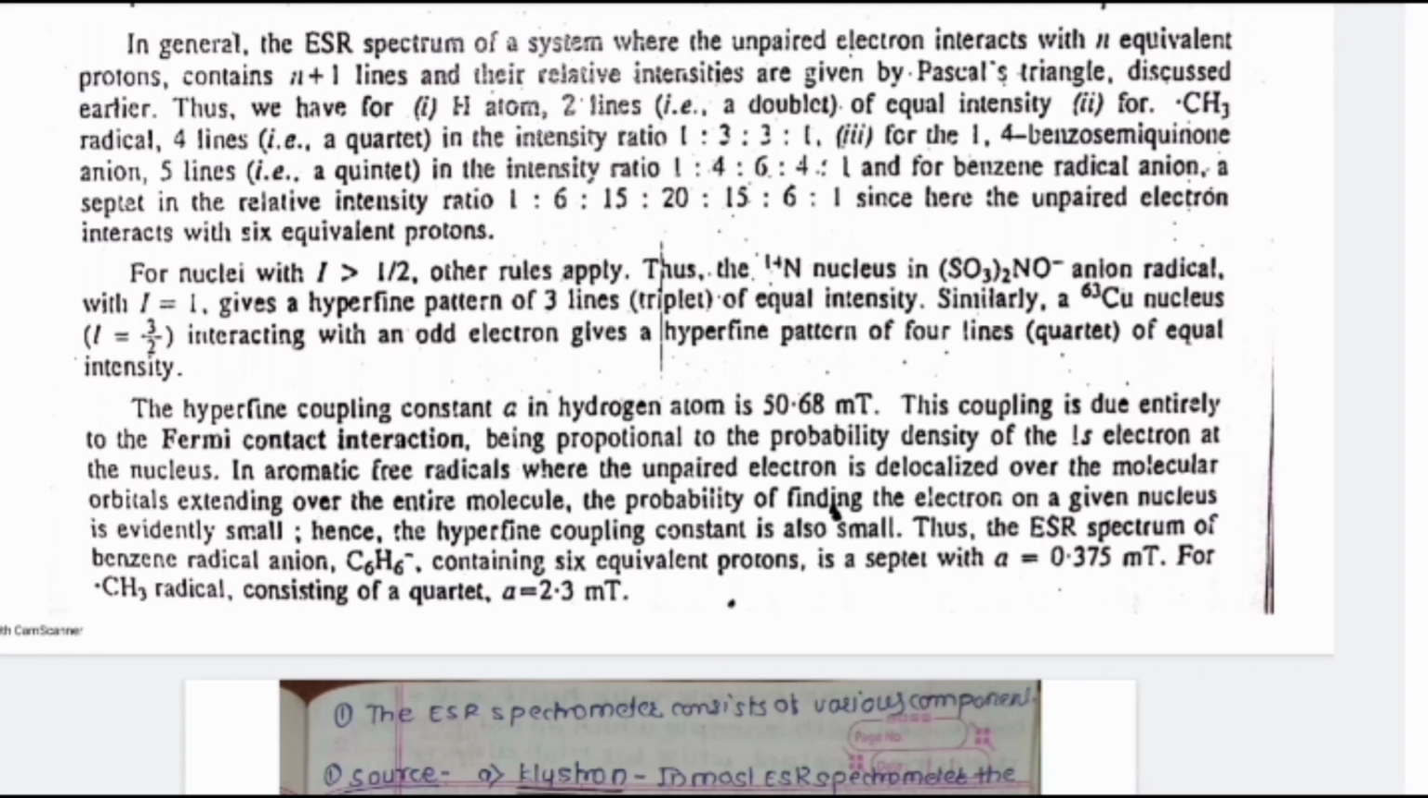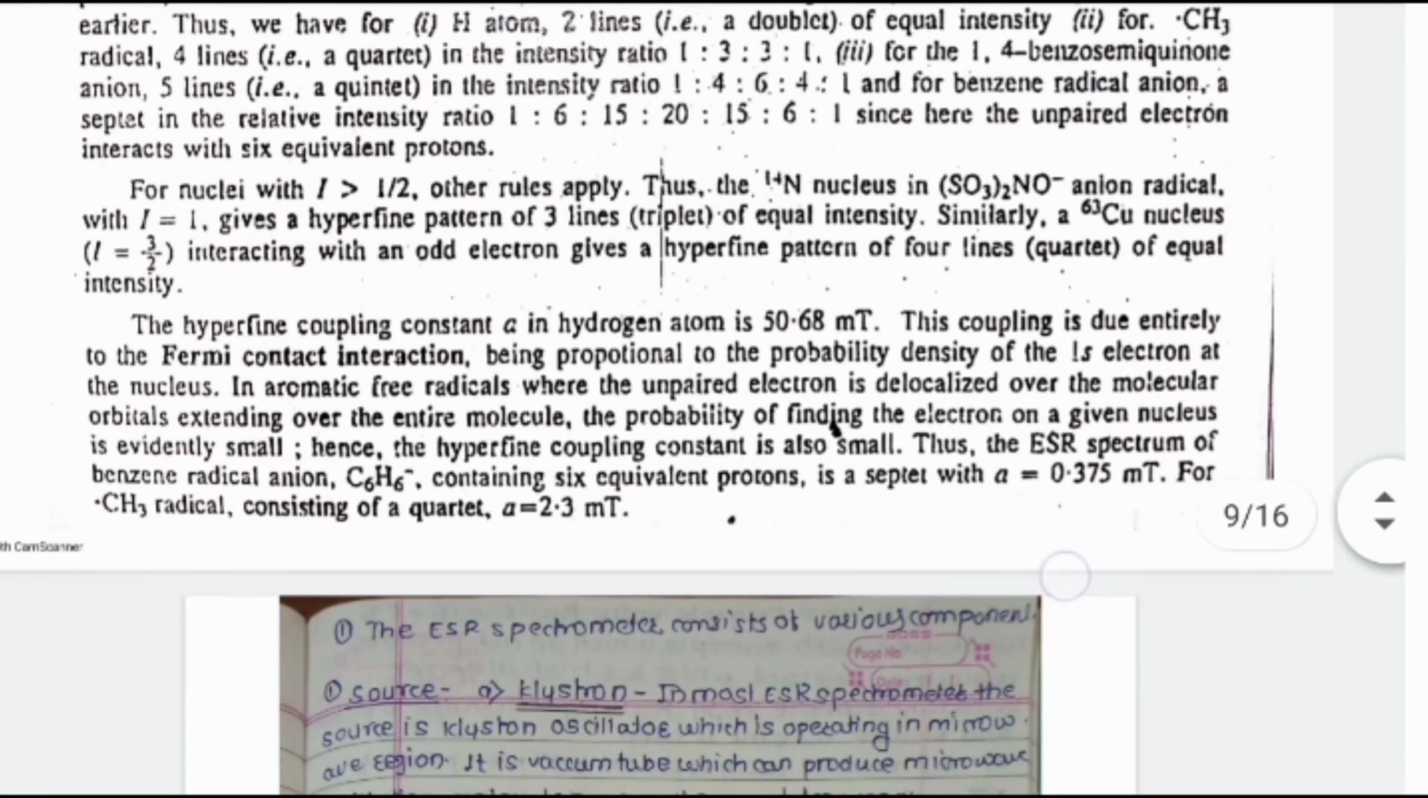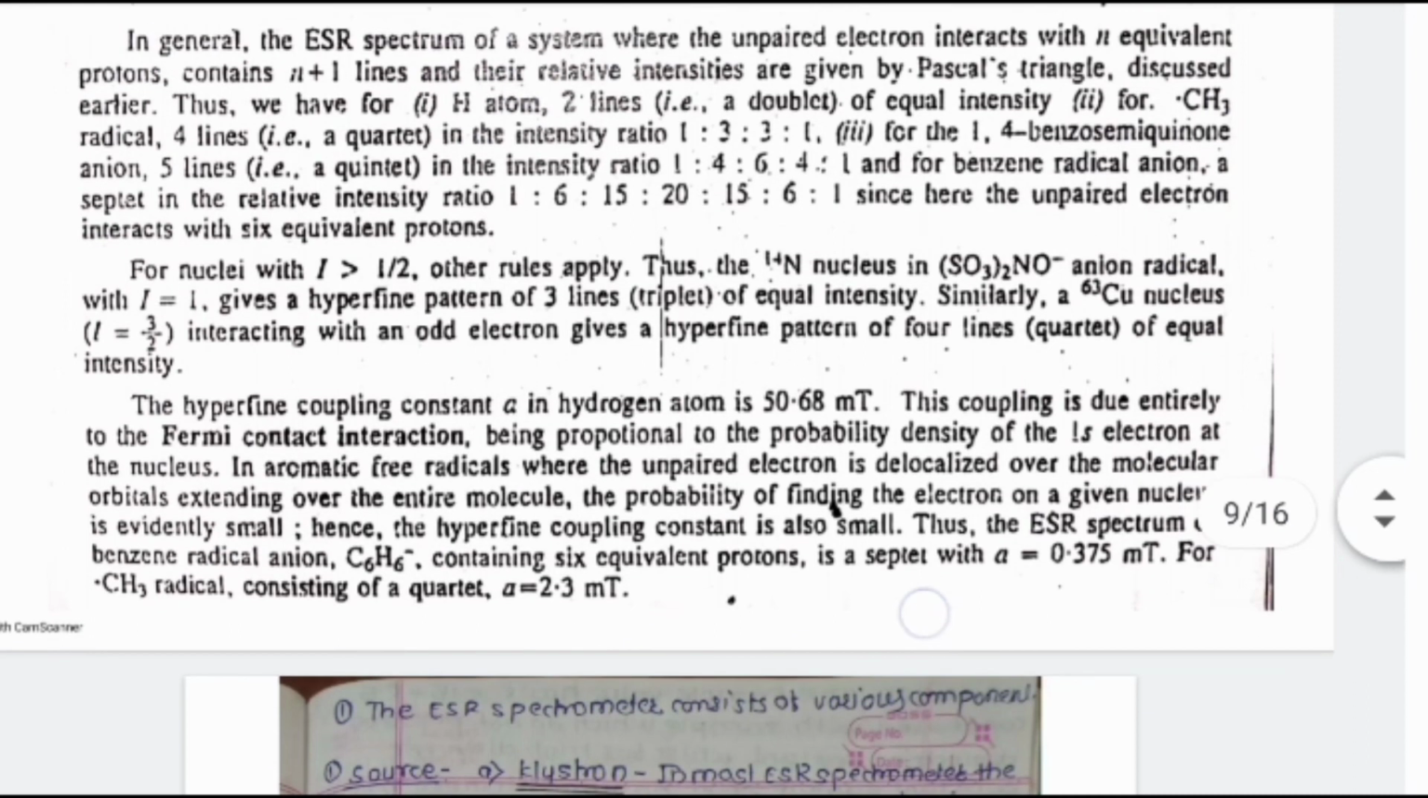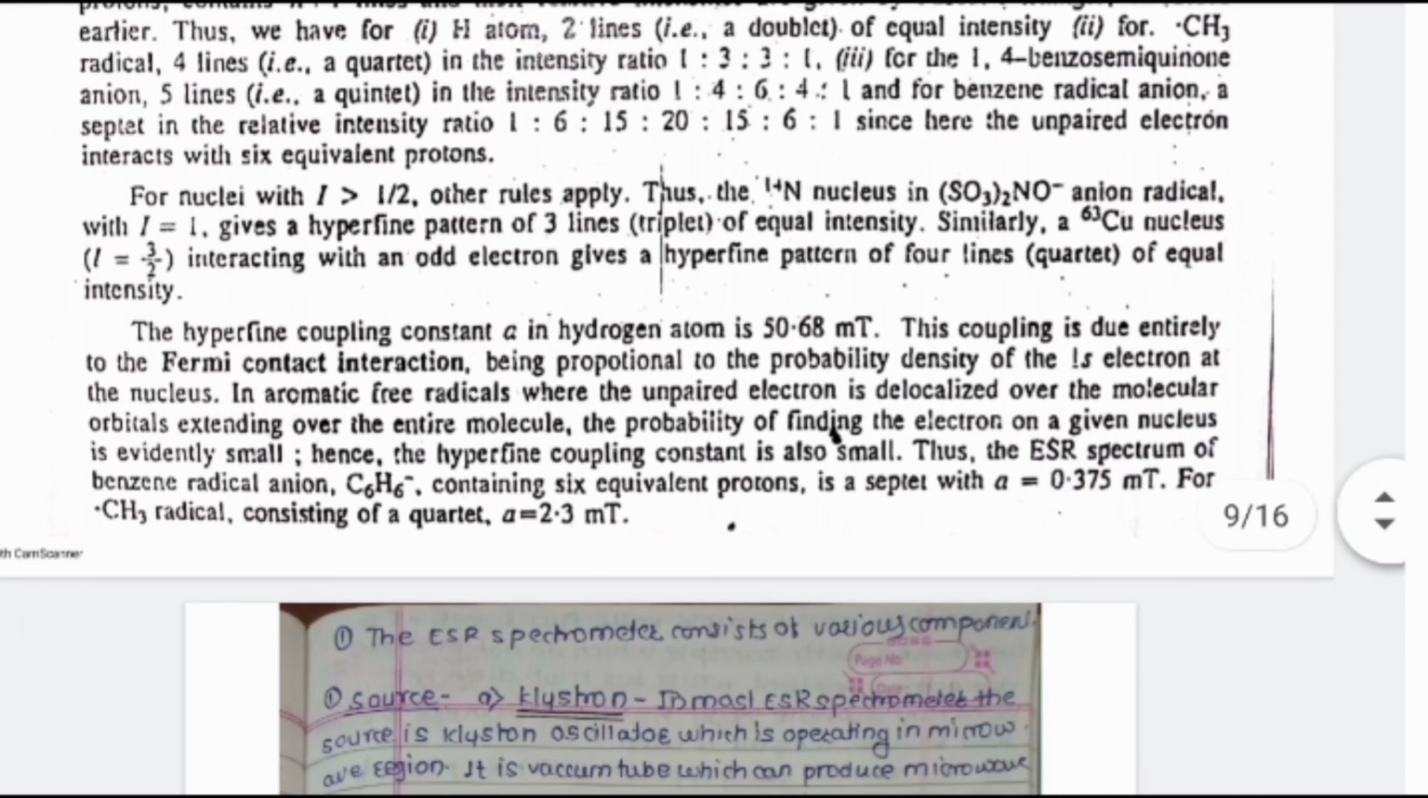In aromatic free radicals there are unpaired electrons which are delocalized over the molecular orbital, extending over the entire molecule. So the probability of finding the electron on a given nucleus is evidently very small. Hence this hyperfine coupling constant is quite small, in the range of millitesla. The ESR spectrum of the benzene ring containing 6 equivalent protons is a septet with a coupling constant of around 0.375 millitesla, and for the methyl radical we get a coupling constant of around 2.3 millitesla.